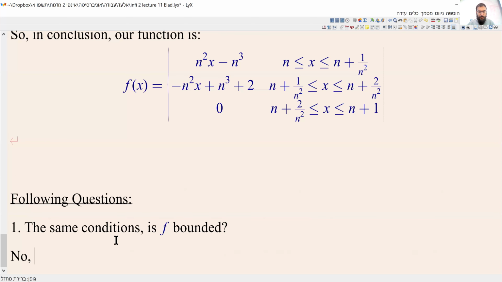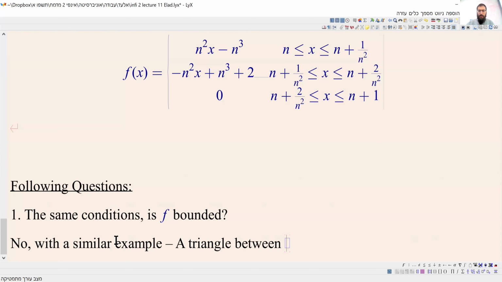So with a similar example, a triangle between n and n plus 1 above n to the power of 3, and then n plus 2 above n to the power of 3 with 0 again.